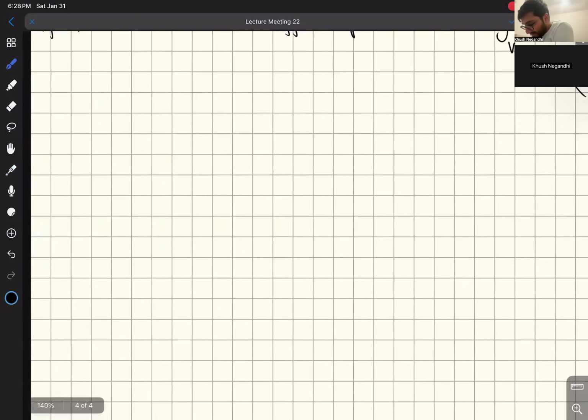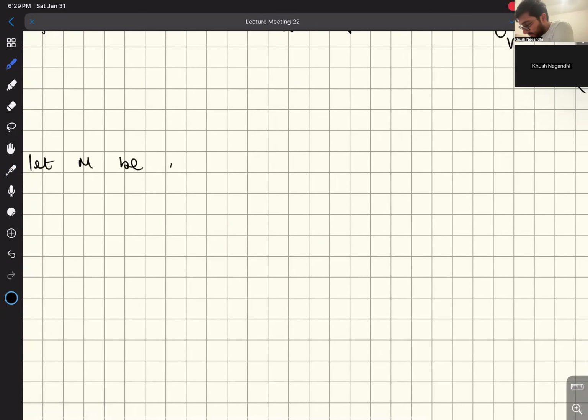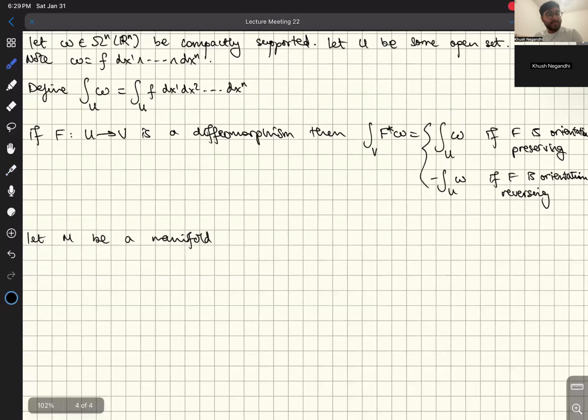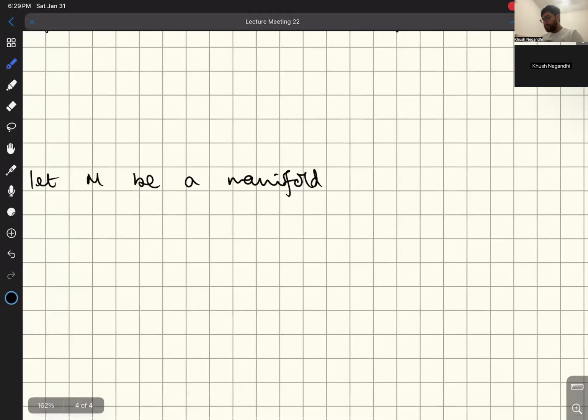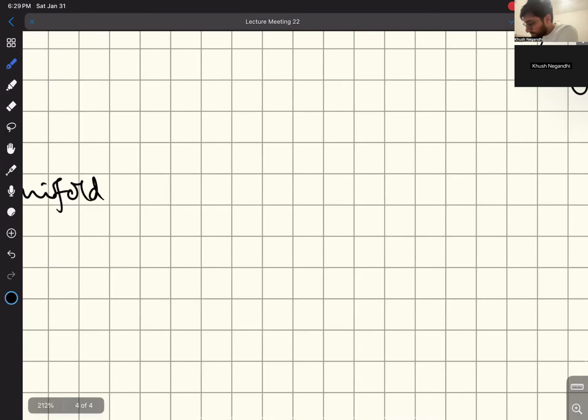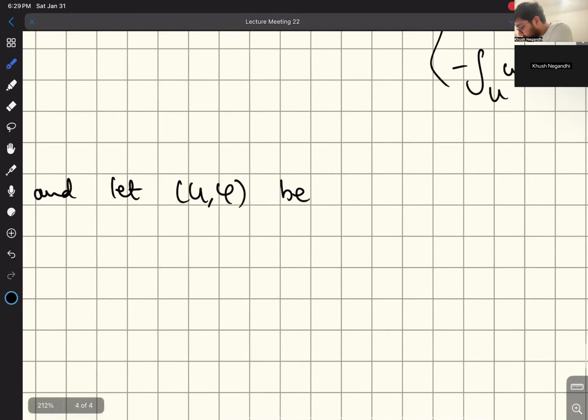The idea is simple. Also, we're taking omega to be compactly supported, but in reality omega doesn't have to be. It's just that compact support means fewer worries about convergence of integrals, so it's a lesser pain to think about, but you don't actually need compactly supported differential forms. So let M be a manifold, and let (U, phi) be a chart.